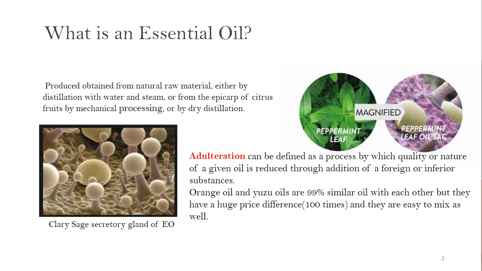Adulteration can be defined as a process by which quality or nature of a given oil is reduced through addition of foreign or inferior substances. As for example, orange oil, yuzu oil, and grapefruit oils are about 99% similar with each other, but they have a huge price difference. It could be around 20 to 100 times, and they are easy to mix as well. Perpetrators or adulterators have been taking advantage of price differences and chemical similarity to mix cheaper oil in the expensive oil and make a lot of profit.